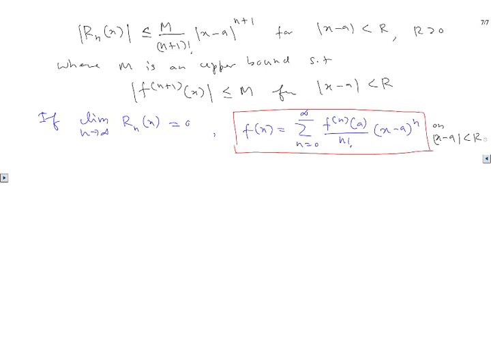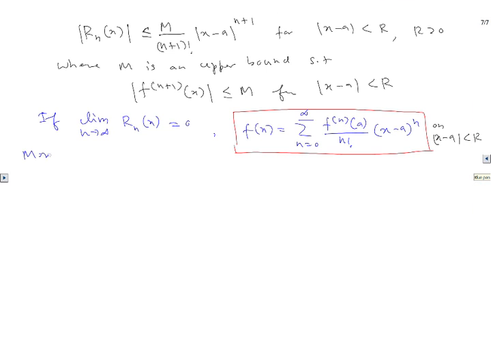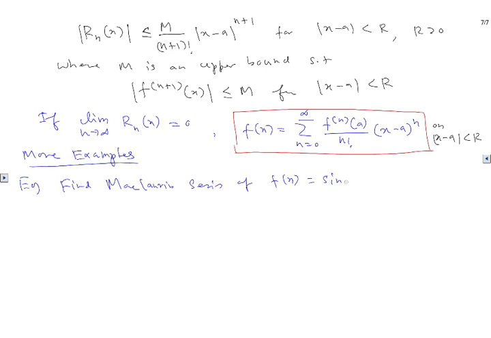So we're done with the major things, but I would like to do a few more examples just to see what's out there. We have already done all the major topics, but let's do a few more examples. Let's try to find the Maclaurin series of f(x) equals sin x.